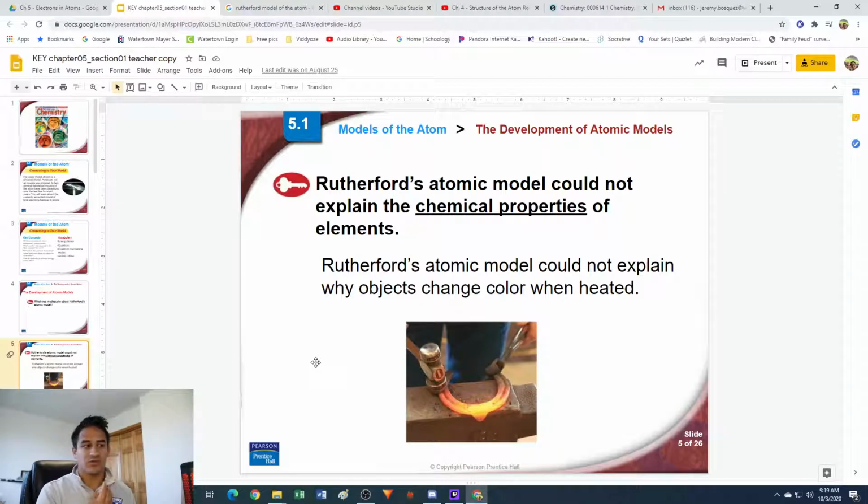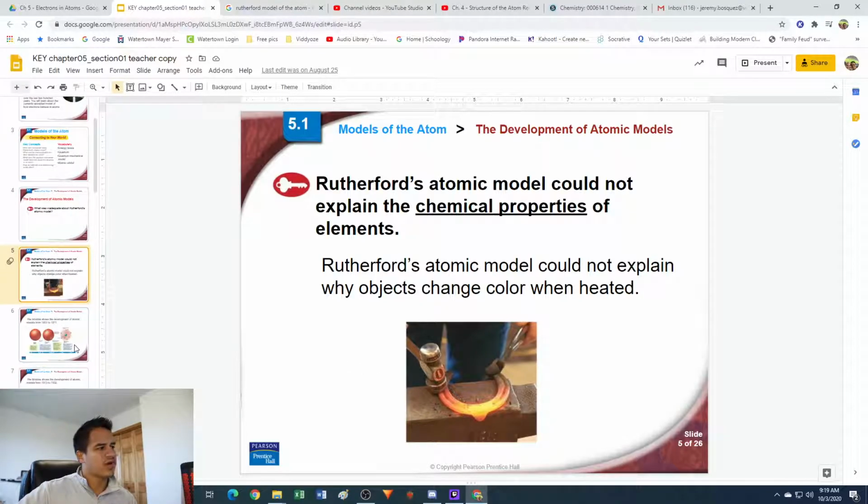The model that Rutherford came up with didn't account for why elements behave the way they do. Why do they have certain chemical properties? How come these elements all behave very similarly, and how are they different from those? Rutherford's model broke down at that point. One of the biggest questions that people had at the time was, why do metals like iron, for example, when we heat them up, go through different phases of color? Why does a heated piece of metal go from a deep red to an orange to yellow and then to glowing white? They wanted to know why that happened.